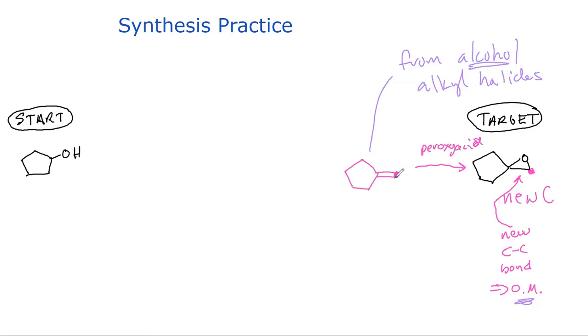So if we think about what alcohol would give exclusively this alkene on dehydration with, say, sulfuric acid, the best choice would be the primary terminal alcohol where the OH is on that new carbon. If we started with the alcohol group on the tertiary carbon, we would likely form the more highly substituted alkene as the main product, which wouldn't give us the alkene that we wanted.